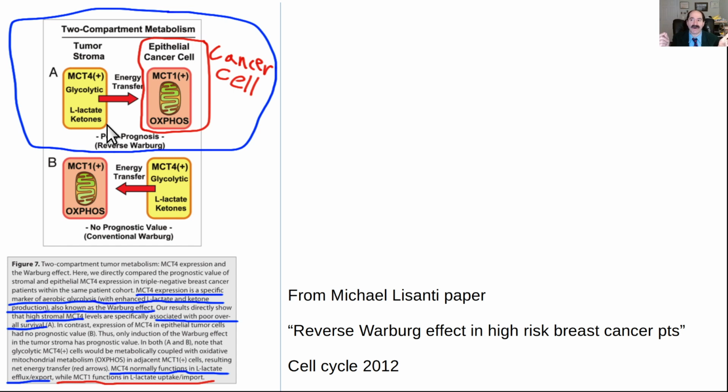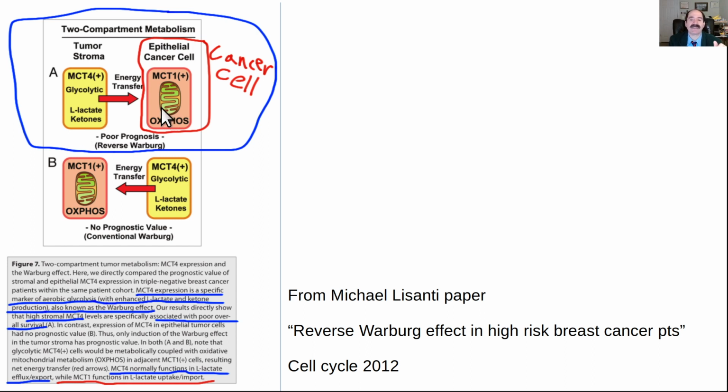And that's what's funny. Why is that funny? Why is that interesting? Why is that a huge statement? Because there's a lot of so-called experts on the internet going around saying ketone bodies are a great thing to feed cancer patients. And I can tell you this, Lisanti would 100% disagree with that, and I think it's a bad idea too for additional other reasons.